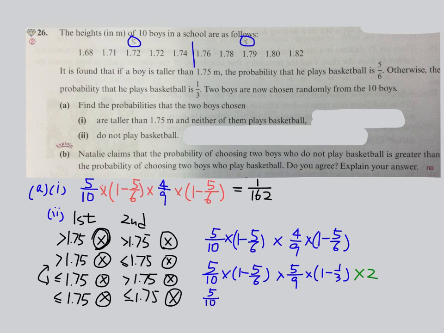Last case, getting two people like that is this probability. Each of them I don't want them to play basketball, so multiply 1 minus 1 over 3. In the end, add all the cases. You should get the answer. The answer is 1 over 6.